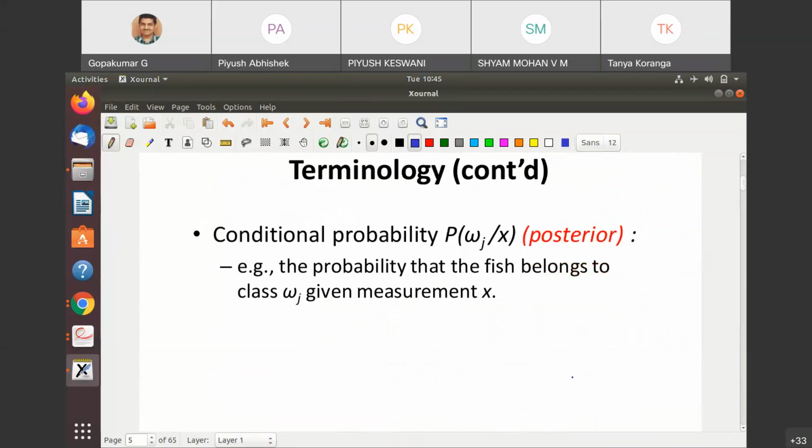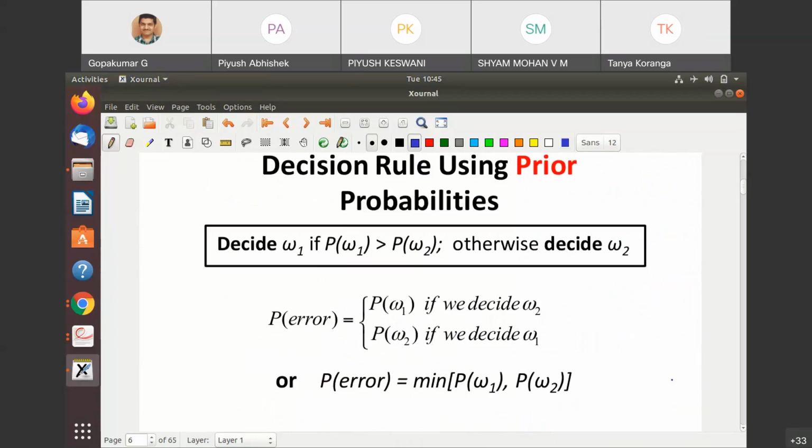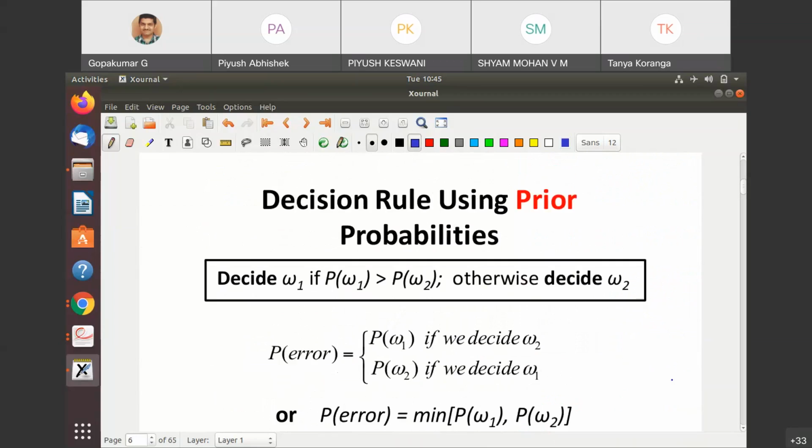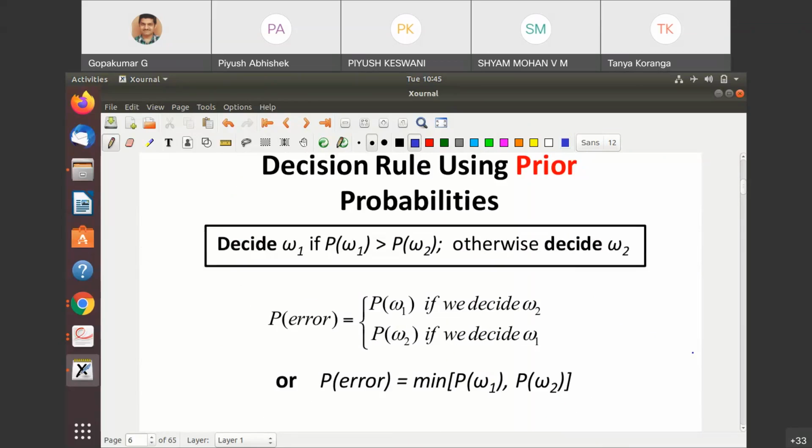So this is a posterior probability, which I think we have just described. And this is a decision rule with the prior probabilities alone, which I think we have seen. One more point is the probability of error, which is a related concept.